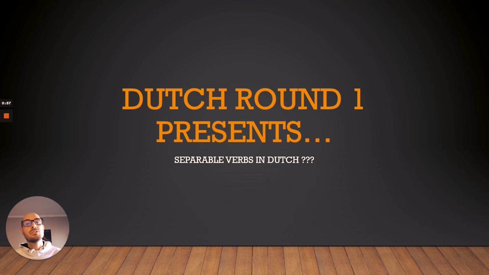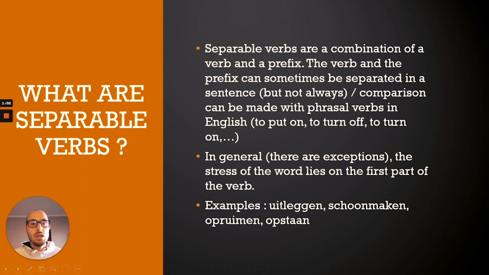But without much further ado, let's head straight for the separable verbs. Alright, so firstly, what are separable verbs? Separable verbs are a combination of a main verb and a prefix. What is a prefix? It is basically something you put in front. The verb and the prefix can sometimes be separated in a sentence, but not always. Very important. You can make a comparison with the phrasal verbs in English, like to put on, to turn off, to turn on.